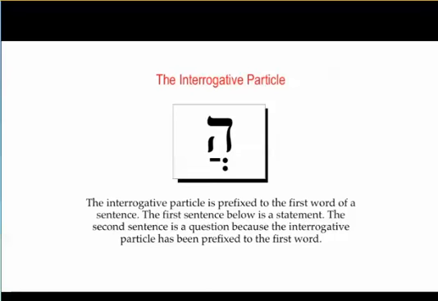The interrogative particle is spelled hey plus hatef patach. The interrogative particle will be prefixed to the first word of the sentence, and it will convert that sentence from a statement into a question. Again, the interrogative particle, ha plus hatef patach, will be prefixed to the first word of a sentence, and it will convert that sentence from a statement into a question.